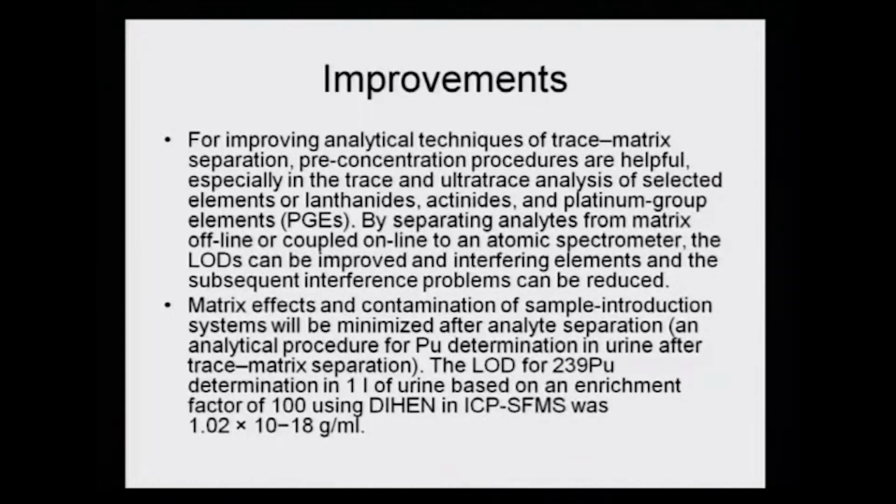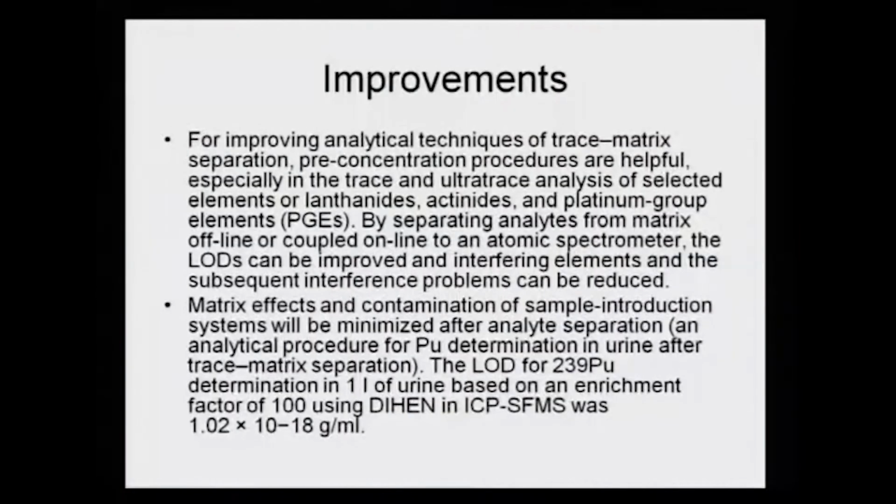So, what does it mean? It means that even for rare earth element analysis like the lanthanides, the actinides and the platinum group elements, which are very difficult to analyze or which exist in very trace, ultra trace quantities, even there these spectrometers can be easily used. The limits of detection can go down to very low levels of the presence of these elements, and it has been found that the interfering elements also can be avoided and reduced, subsequently creating a system which is interference and problem free. Matrix effects and contamination of sample introduction systems will be minimized.